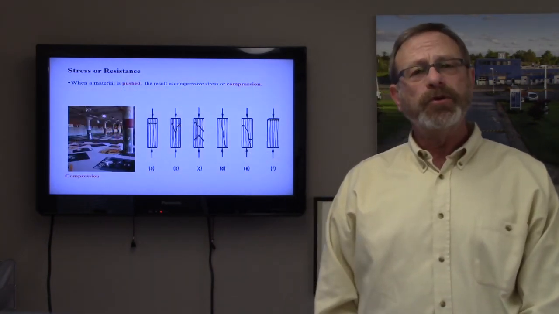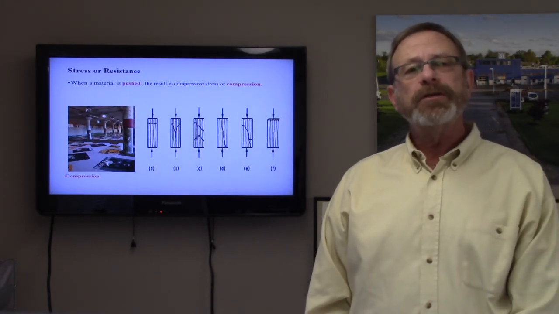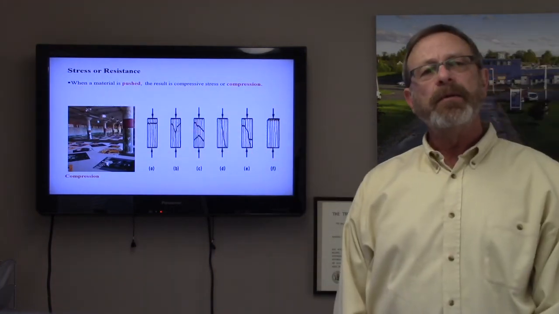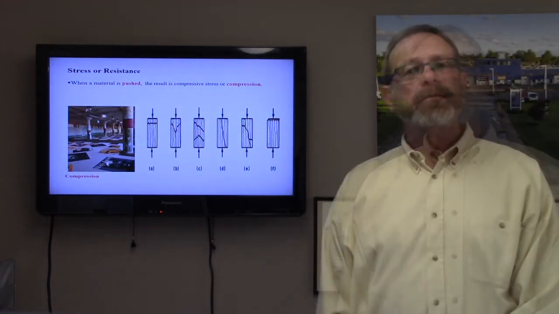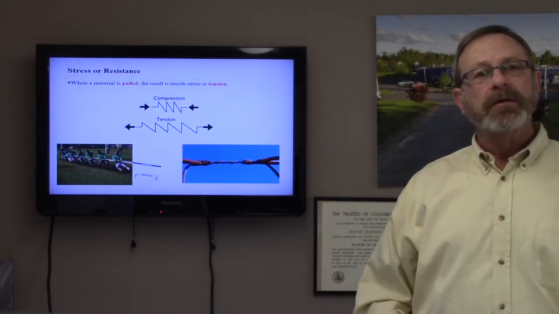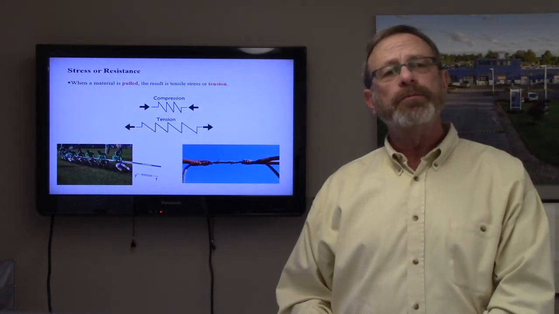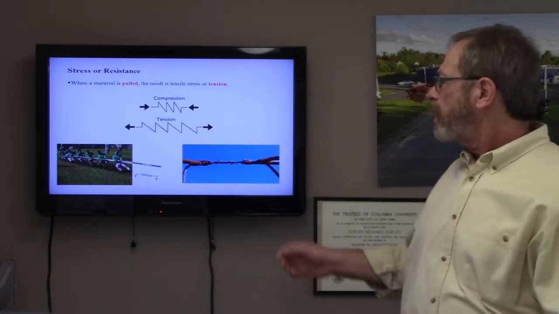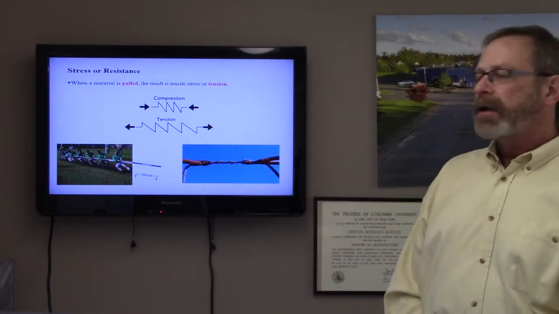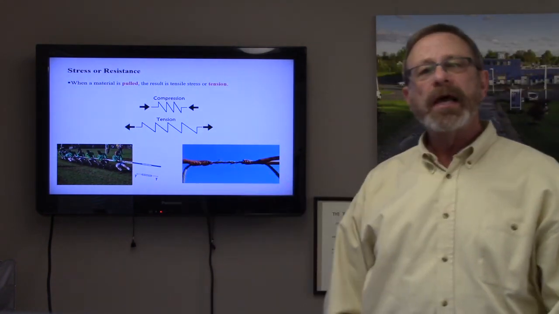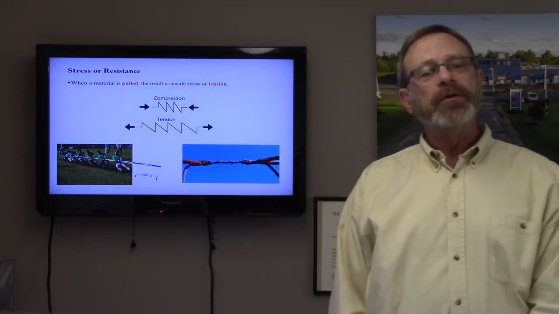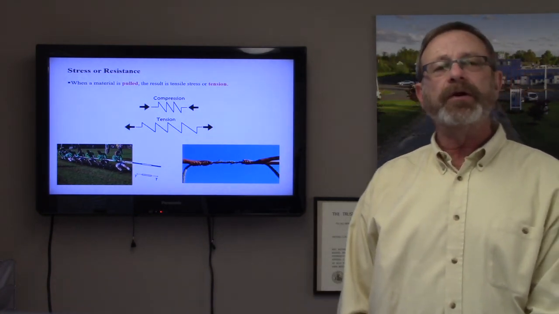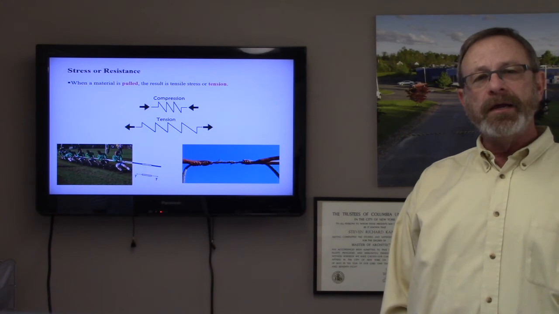When a material is pushed together, the result is compressive stress or compression, resulting in a failure depending upon the type of compressive stress that material had undergone. And equally, when a material is pulled, the result is tensile stress or tension. So here we have a tug of war. If the two teams pulling on that rope pull to an extent that the rope can no longer resist the amount of load being exerted on it, well, the rope will fray.